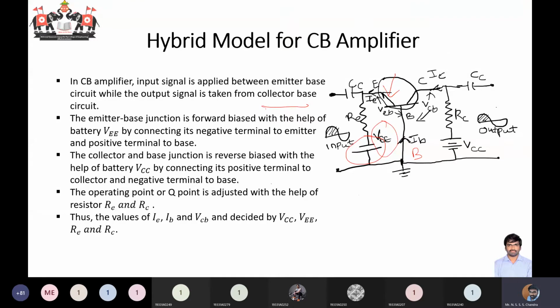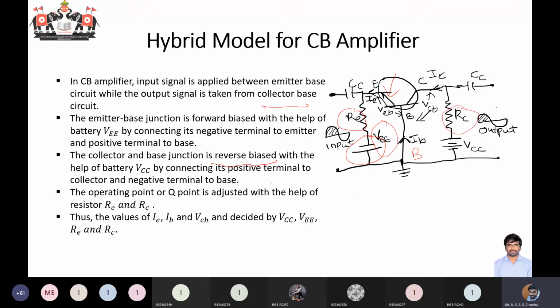Similarly, for the collector junction to be reverse biased, you have to connect the positive terminal of the battery to the collector, because for n-type material you need to connect the positive supply in order to make it reverse biased. So your collector base junction is reverse biased. We are using this common base amplifier in the active region. The operating point or quiescent point can be adjusted by adjusting these resistances RE and RC, and by choosing proper RE and RC values you can adjust your operating point.